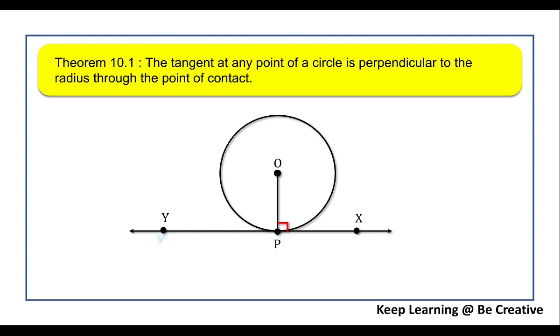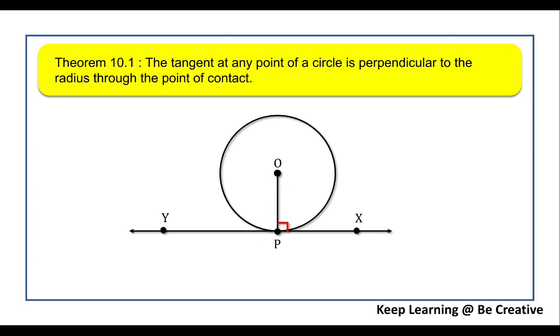So we have a point P and at this point we have this tangent XY. This is perpendicular to the radius through the point of contact. So we have the radius OP to the point of contact. So here we have to draw the radius which connects the point of contact, and this radius, or you can say the tangent, is perpendicular to the radius. So this tangent XY is perpendicular to this radius OP. This is what we need to prove in this theorem.